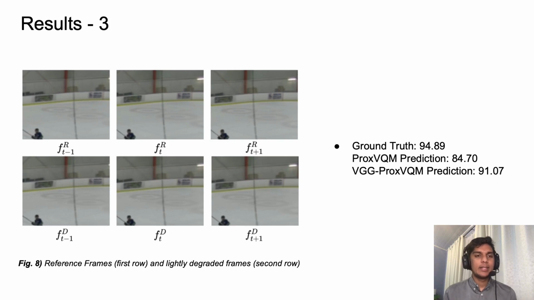Here we have an example of using the networks to predict the VMAF score over a 3-frame sequence. The top row corresponds to the reference frames, while the bottom row corresponds to lightly degraded frames, which means a very high ground truth VMAF score. In both cases, our networks came close. However, again, the VGG ProxVQM had a closer prediction to the original ground truth.